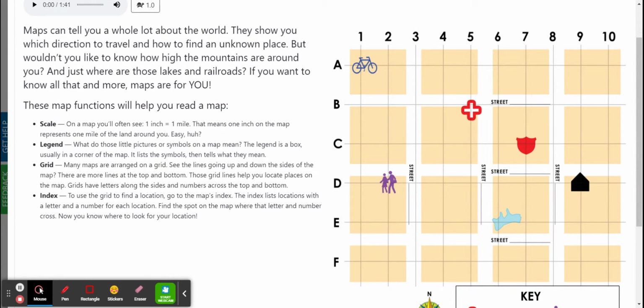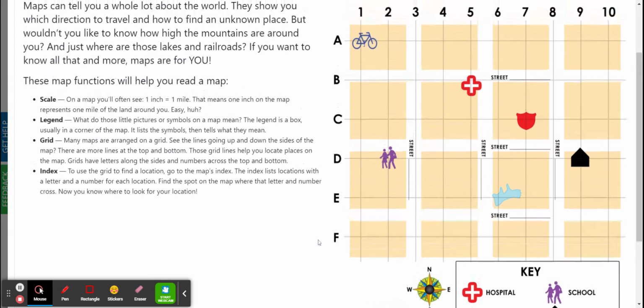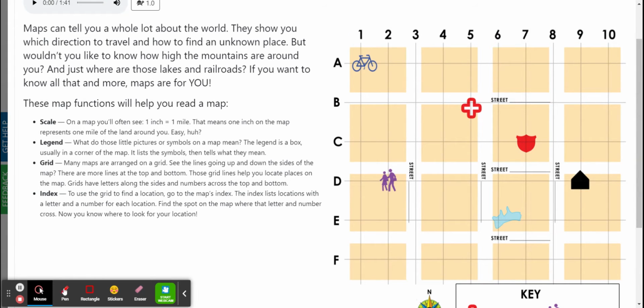Take a look here at the scale. On a map, you'll often see 1 inch equals 1 mile. That means 1 inch on the map represents 1 mile of the land around you. Easy, huh? Now check it out. The scale here is a scale in feet, and you can see that this amount right here from 0 to 100 feet, and then the whole thing would be 200 feet. The scale on each map can be very, very different. So let's take a look here, shall we?